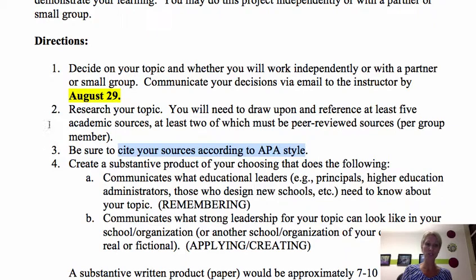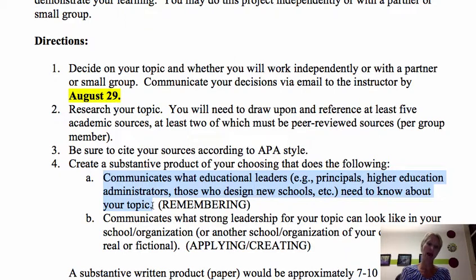So what you're going to do is create a substantive product of your choosing, and like I said, feel free to be as creative as possible with these products. But that product needs to do two things. The first thing is that it needs to communicate what educational leaders, whether those are principals, higher education administrators, those who design new schools, etc., need to know about your topic.